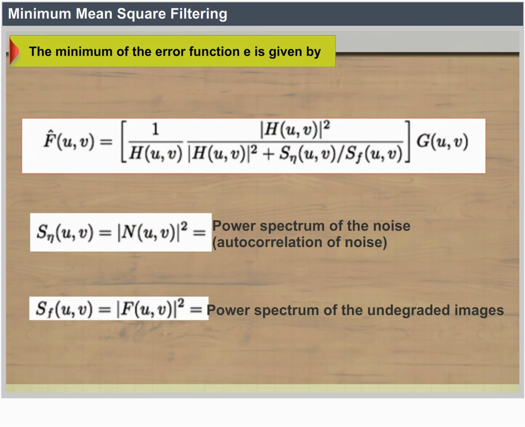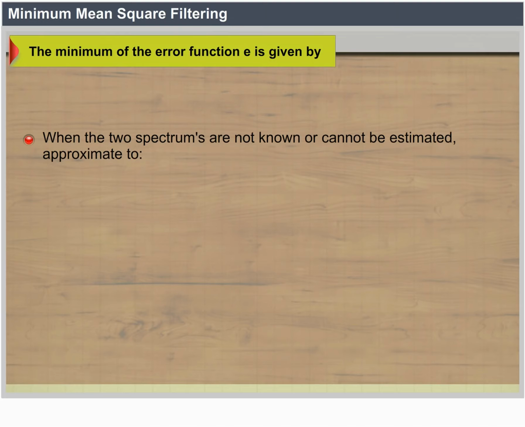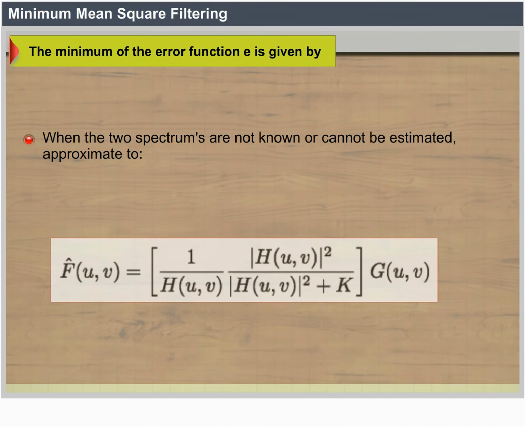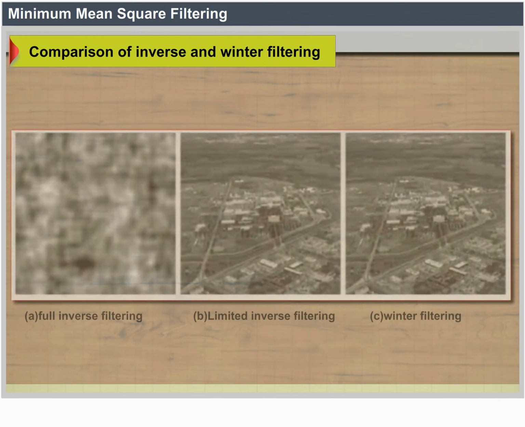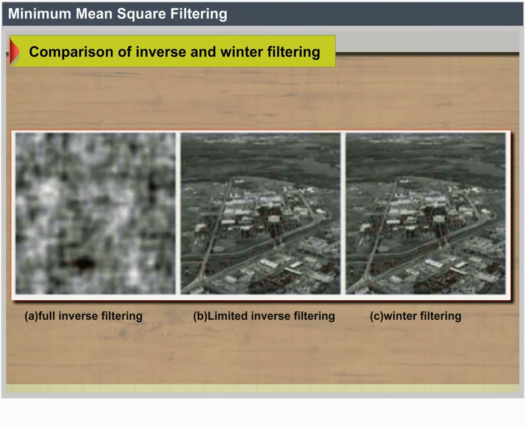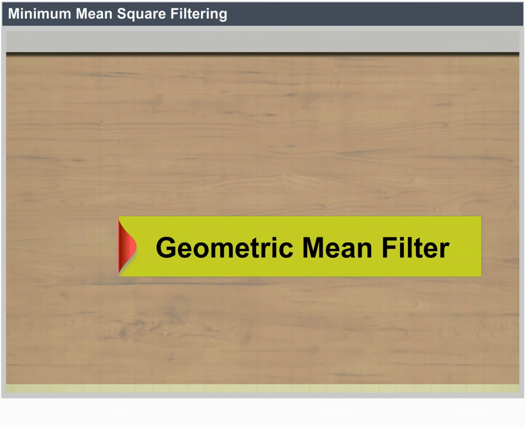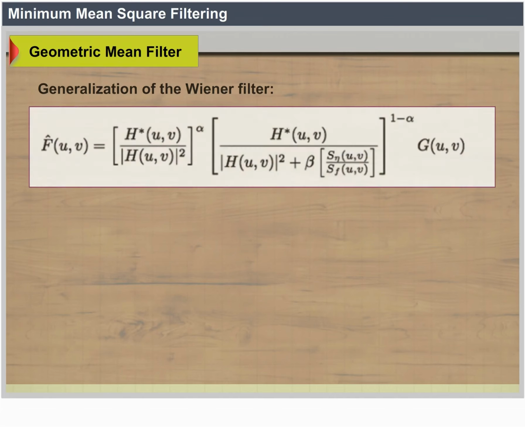When the two spectrums are not known or cannot be estimated, the approximation will look like what is shown on the screen, where K is a specified constant. Comparison of inverse and Wiener filtering. Geometric mean filter. A generalization of the Wiener filter. The corresponding equations are shown on the screen.